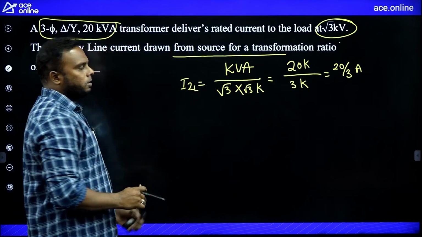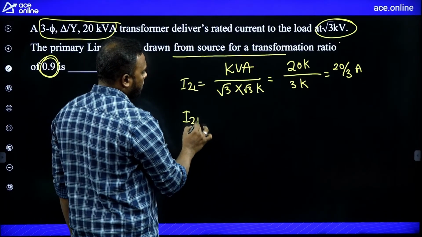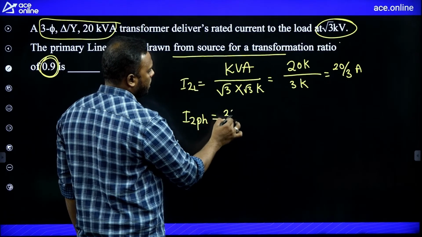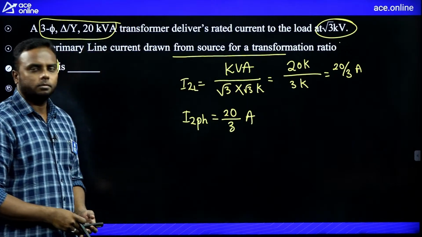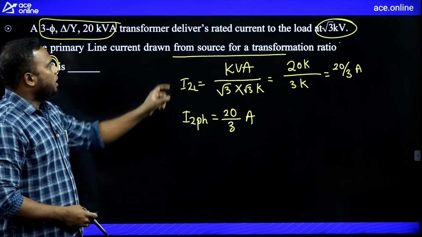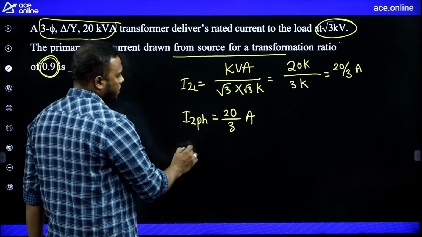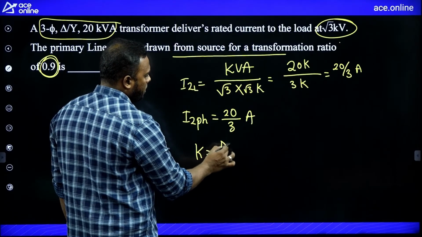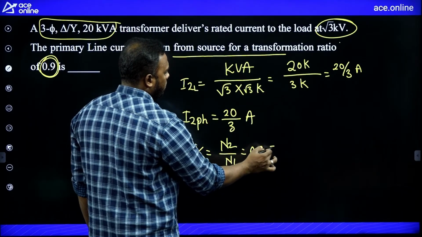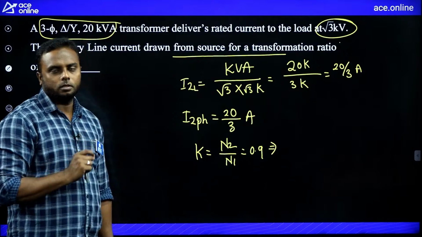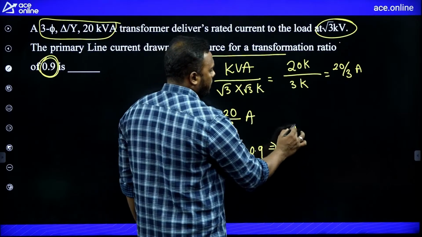Now what is the phase current? Which connection is there on the secondary? Star. So the phase current is also the same, I2 phase is equal to 20 by 3 amperes. This is the secondary phase current, and we need to find the primary line current. Given the transformation ratio K equals N2 by N1, this ratio is given as 0.9. Now what do we need to calculate? Primary phase current first. From the transformation ratio, everything is valid for phase values only, that's why I1 phase by I2 phase.